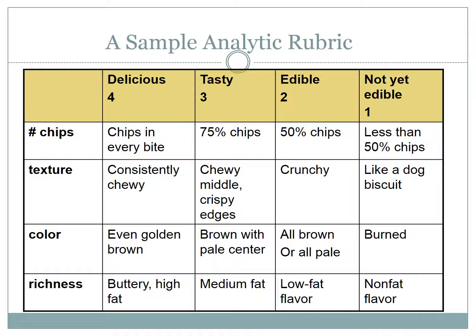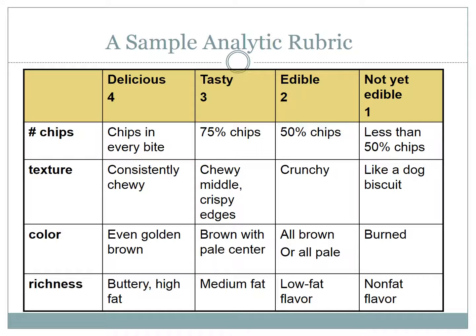Here's the same rubric. Now it's an analytic rubric because every criterion is broken out into a row. And I think we've even added a row, so the number of chips. We have a 4-point scale now. Delicious is 4, tasty is 3, edible is 2, and not yet edible is 1. So to get a 4 on this number of chips, you need to have chips in every bite. Tasty, 75% chips. Edible, 50% chips. And not yet edible, less than 50% chips.